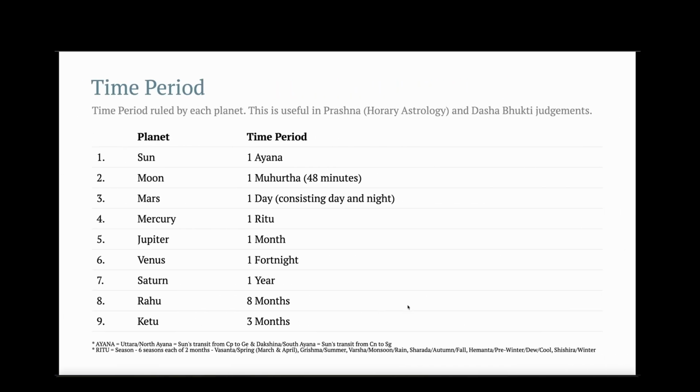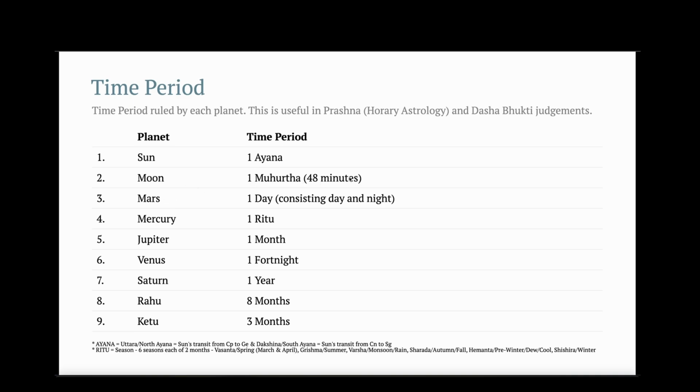Now let's look into the time period ruled by each planet. This is also useful in prasna astrology or while judging the dasa bhukti of each planet. The time period for Sun is 1 ayana, which means around 6 months. There are 2 ayanas, Dakshinayana and Uttarayana. Uttarayana means Sun's transiting from Capricorn to Gemini sign, and Dakshinayana means Sun's transiting from Cancer to Sagittarius sign. So Sun's time period is 6 months, like 1 ayana.